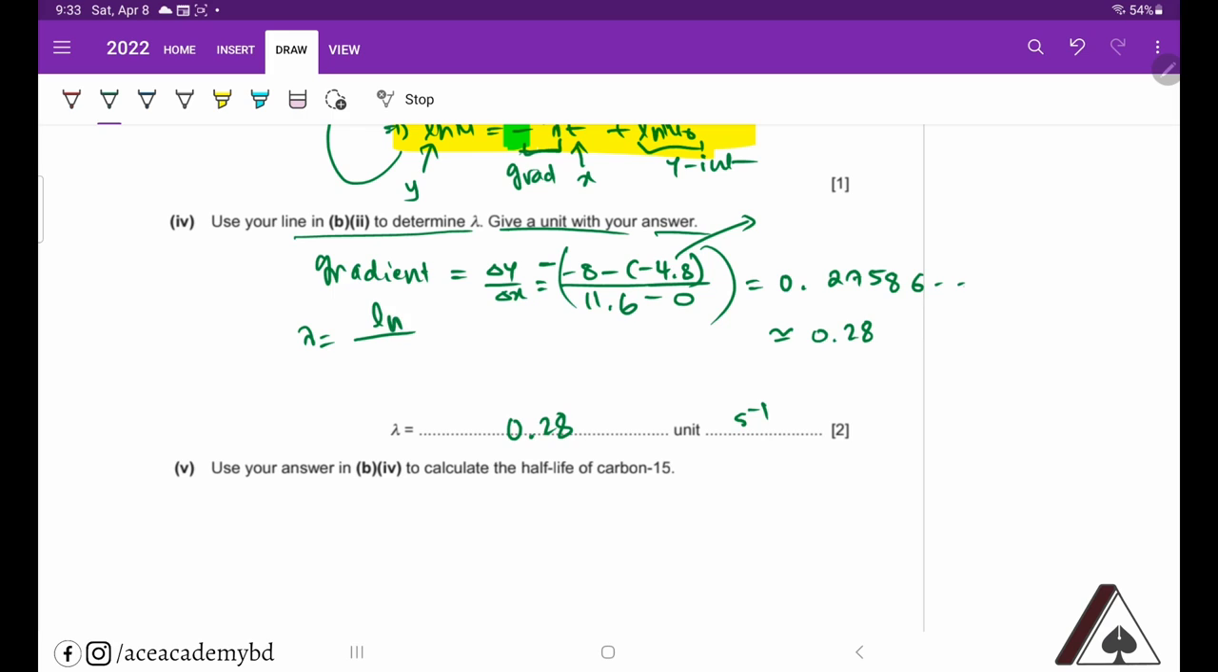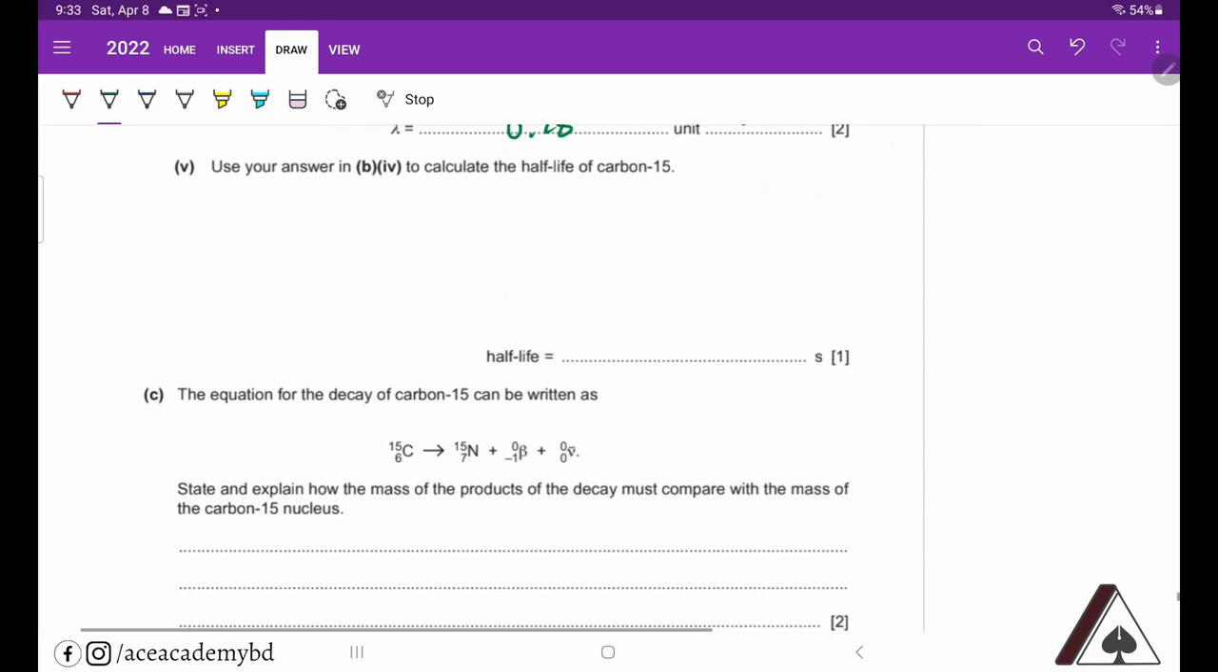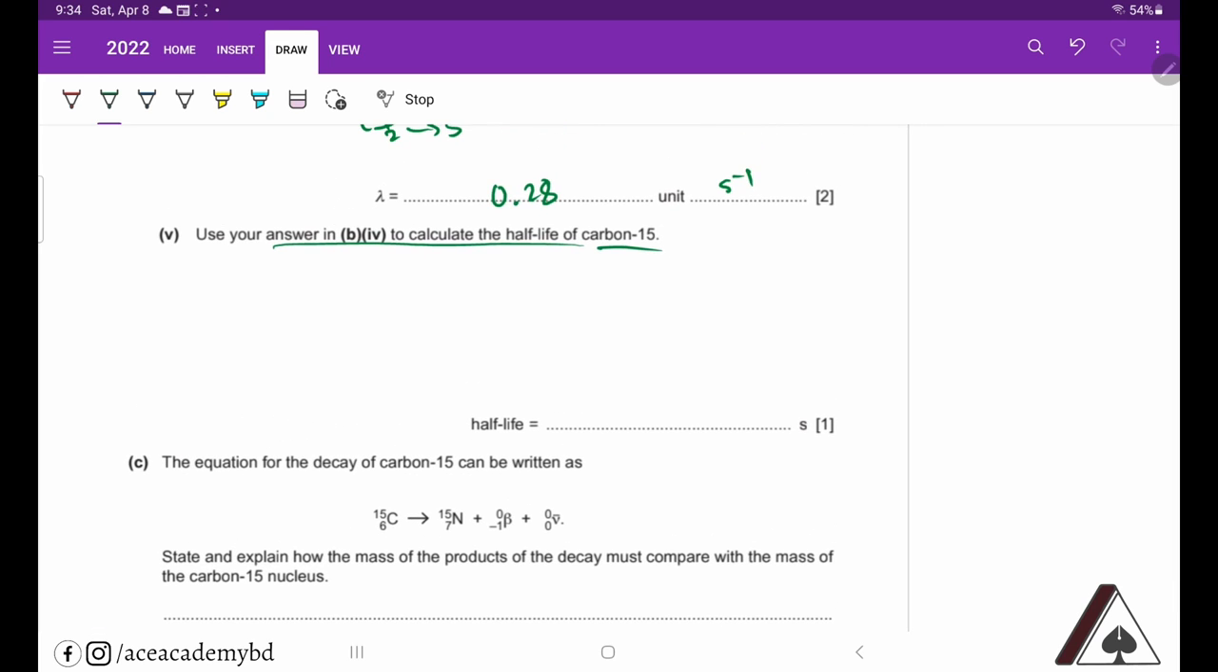Lambda is ln 2 by t half. Ln 2 has no unit, and t half has a value in seconds. And since it is the reciprocal of second, so the unit is s to the power minus 1. Okay. Next part, which says, use your answer to calculate the half-life of carbon 15.